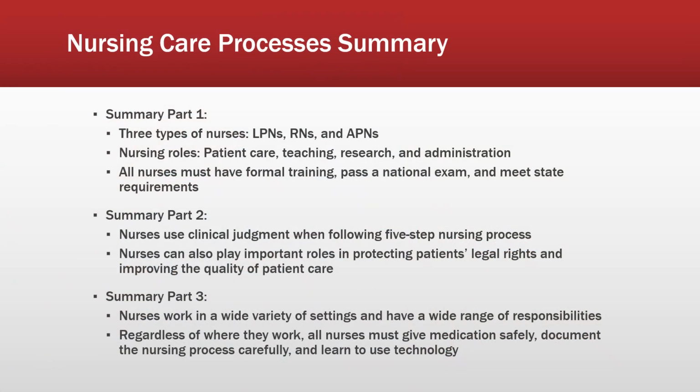As we close, let's bring the big picture of nursing care processes into focus. Part 1 is the foundation. There are three main types of nurses: LPNs, RNs, and APNs. Each brings a different level of training, responsibility, and expertise, but all are grounded in patient care. And beyond direct care, nurses take on roles in teaching, research, and administration. What unites them all is the need for formal training, passing a national exam, and meeting state requirements, ensuring competence and accountability.